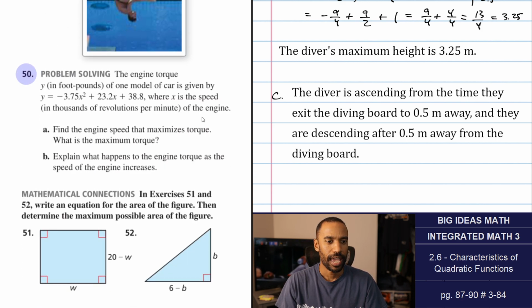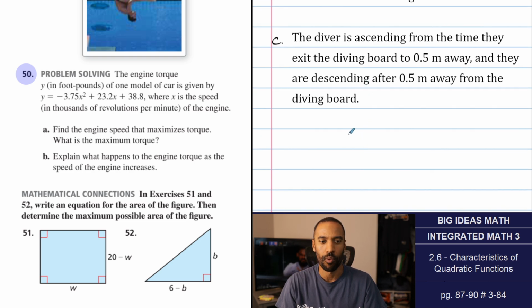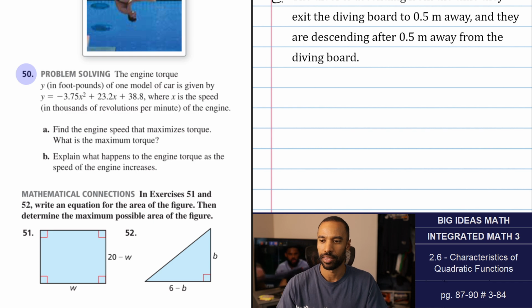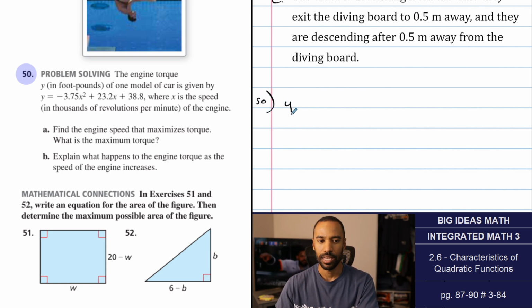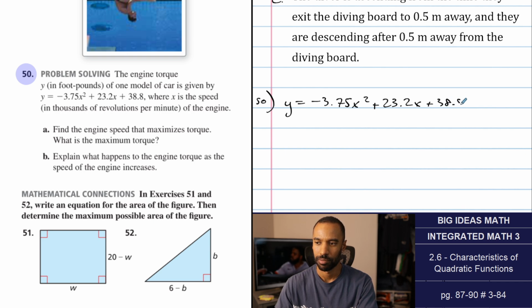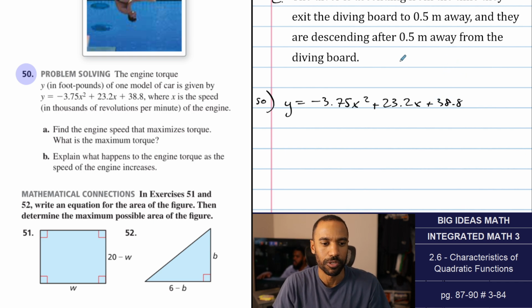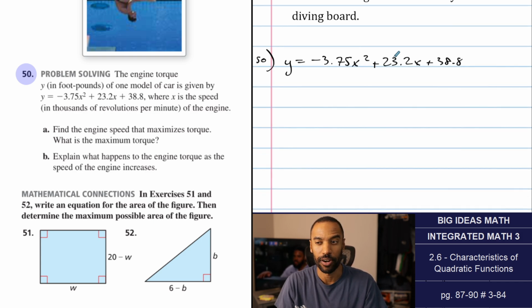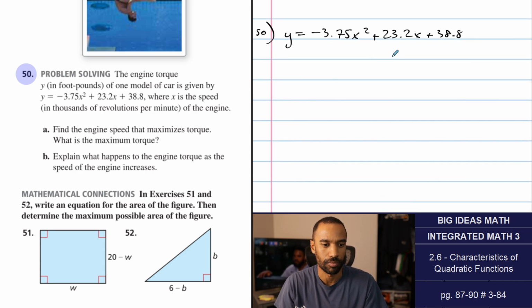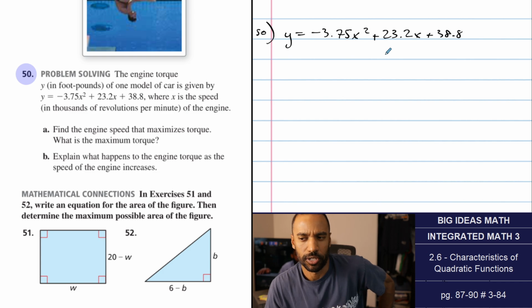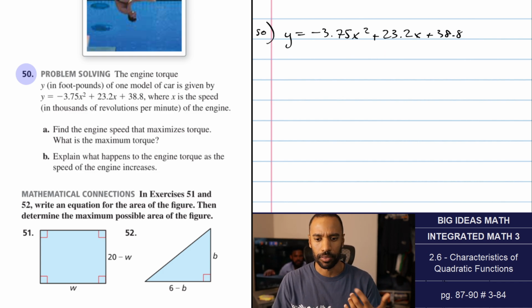Problem solving. The engine torque Y in foot-pounds of one model of a car is given by this. And that's not feet per pound or whatever. It's feet times pounds. Y equals negative 3.75 X squared plus 23.2x plus 38.8, where x is the speed in thousands of revolutions per minute of the engine. I'll have to be very careful on units if they do something. We'll see. Find the engine speed that maximizes torque. What is the maximum torque? So those are both vertex questions, right? They want to figure out those things that do maximum stuff.